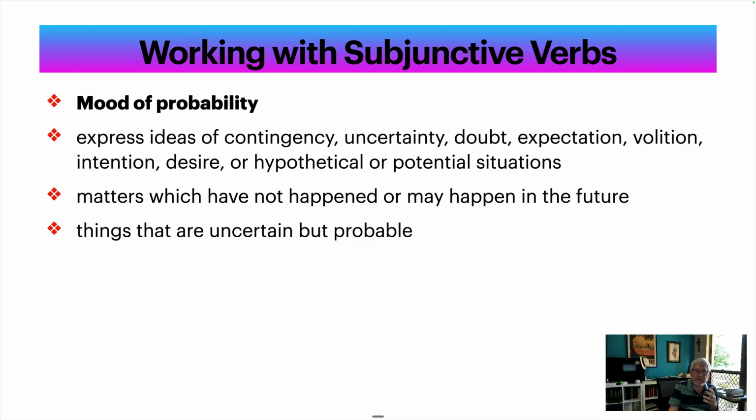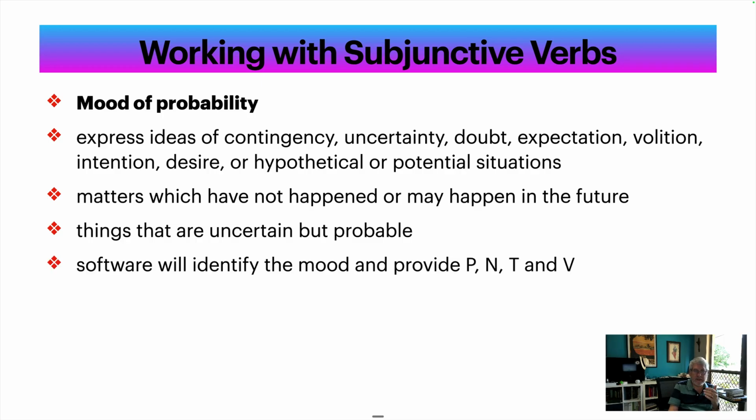So subjunctive. Wouldn't it be good if, and in English often the subjunctive is expressed with forms of the verb like would and could and should. The software will of course identify the mood and tell us this is a subjunctive verb, and it will also give us the person, number, tense and voice. So all the details are there. We just have to understand that subjunctive is not like future tense indicative. It is a different mood, a different kind of perspective on the action.